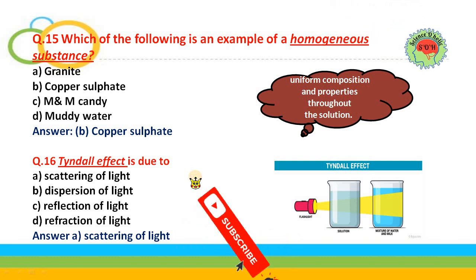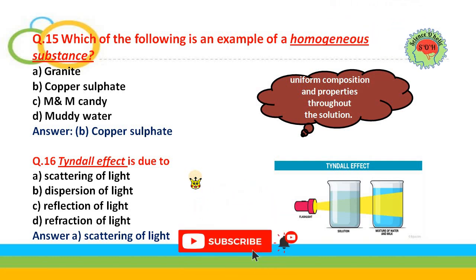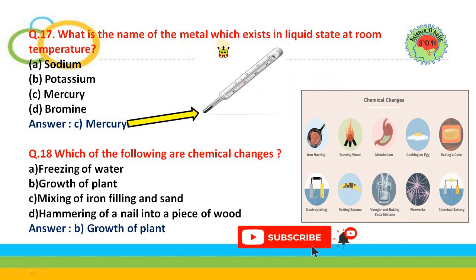Now let's see question number 17. What is the name of the metal which exists in liquid state at room temperature? In the previous question we discussed the non-metal. Now here they have asked us about a metal which exists in liquid state at room temperature. So the options are A, sodium, B, potassium, C, mercury, and D, bromine.